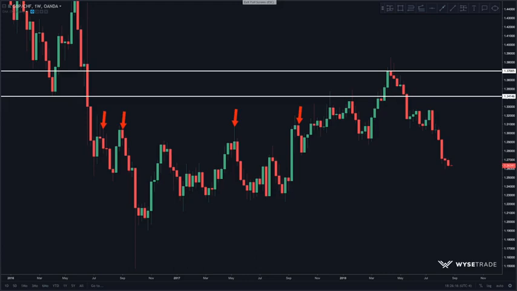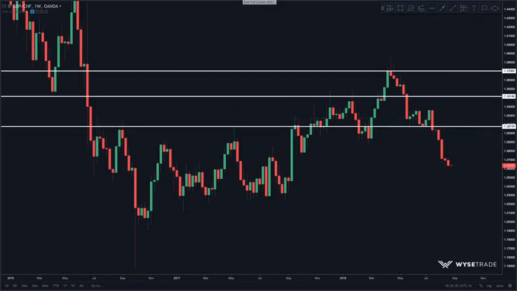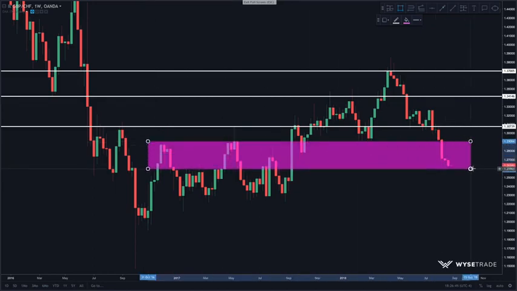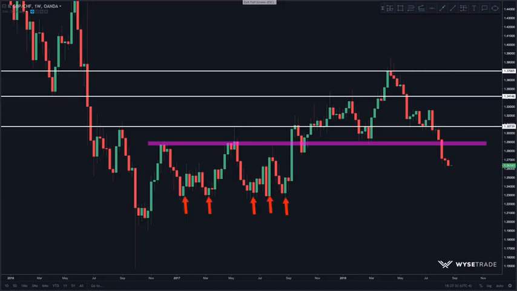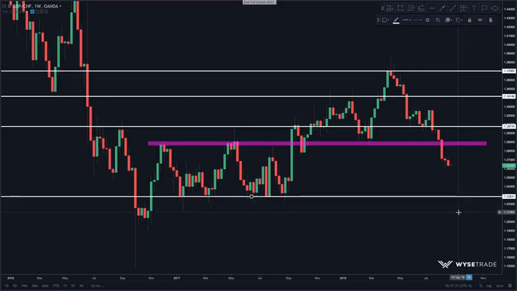Next, we have this minor level here. And now we have a key zone here with 4 rejections. Now, along the bottom, we have 5 rejections, another level. And then finally a swing low here.